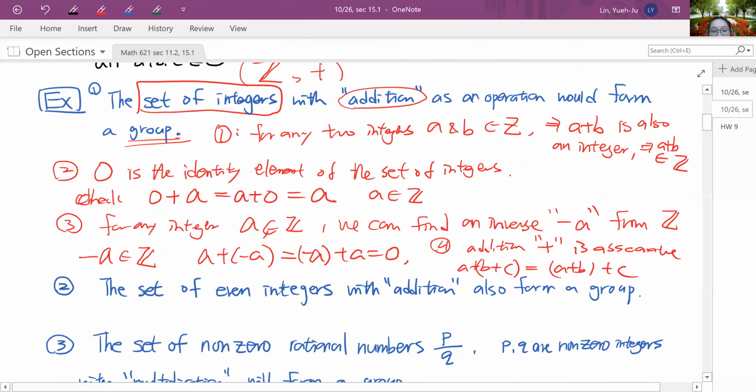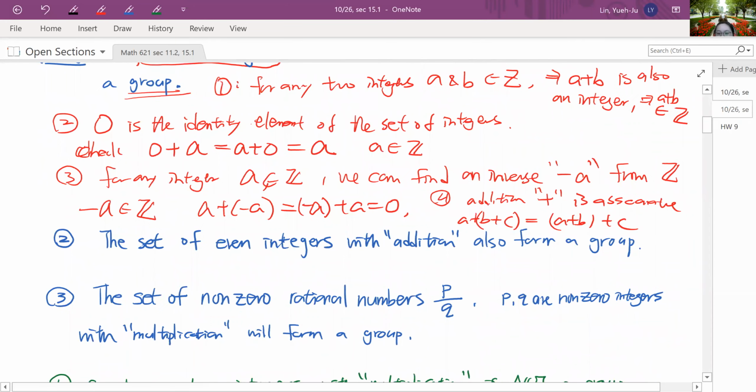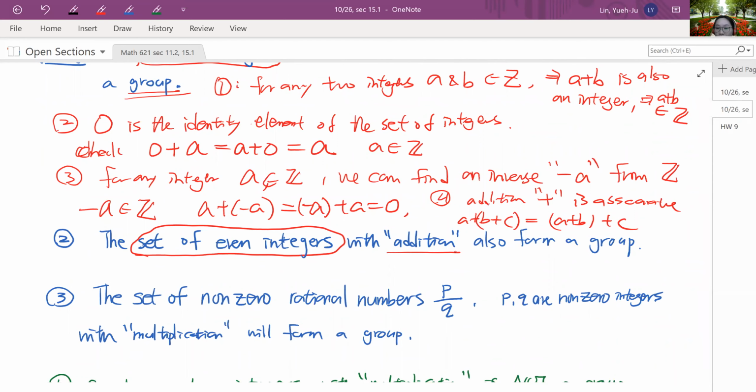So for the next couple of examples, I'm not going to be very detailed because it's going to take too much time. Another example would be if you only collect even integers with the addition, it's also going to form a group. You can check it yourself, doing what I just did, checking all 4 criteria. Because the operation is still addition, the identity element will still be 0, and the inverse will still be an even integer.